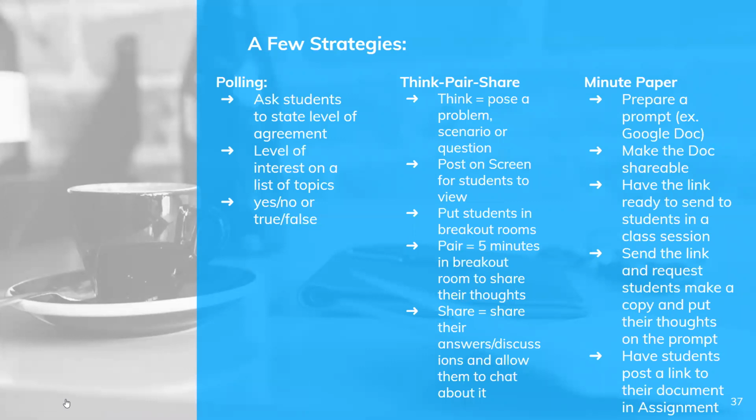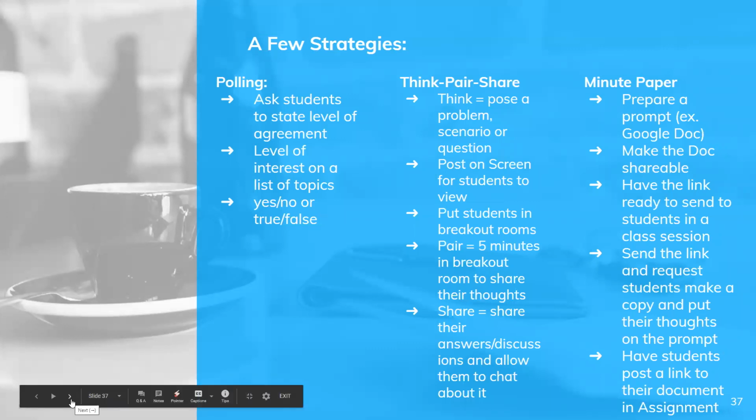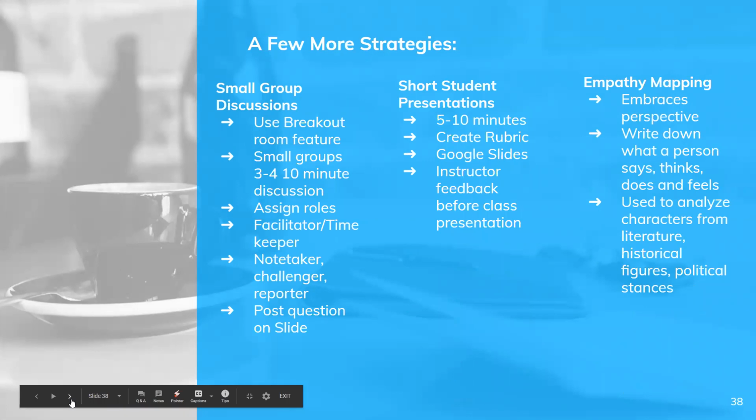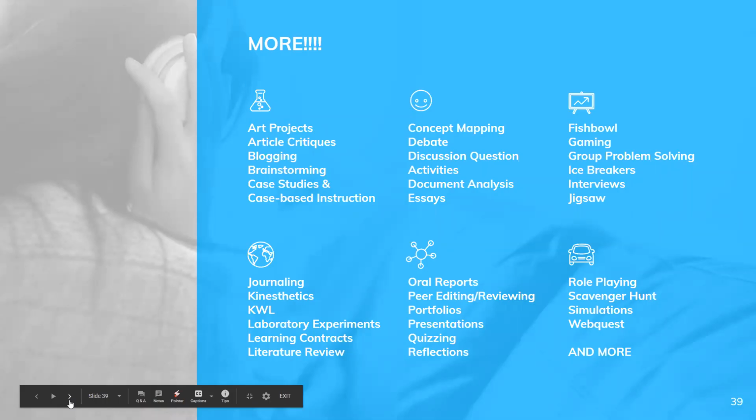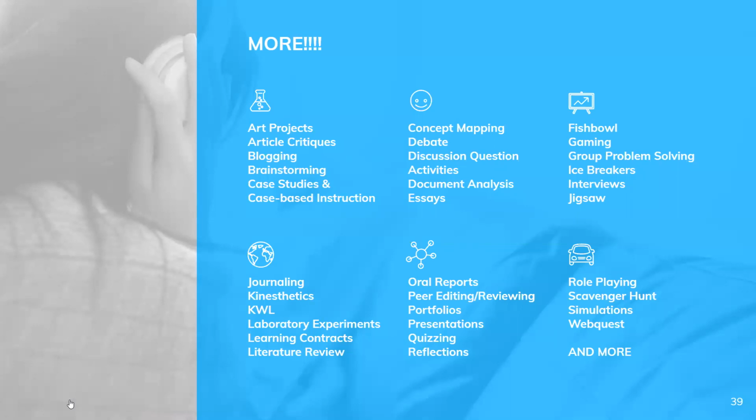So here are some strategies, and there's a lot on these last slides, so I'm not going to read this to you at all. So think about polling, think-pair-share, minute paper, and there's more information there. There's small group discussions, short student presentations, empathy mapping, and even more. I'm not going over all these, but each of those is listed, and there is a page of resources at the end of the slide presentation that has links to all of these activities or where you can find them.